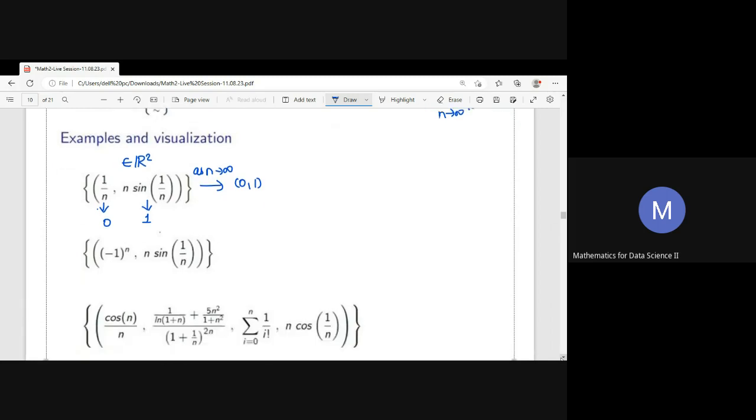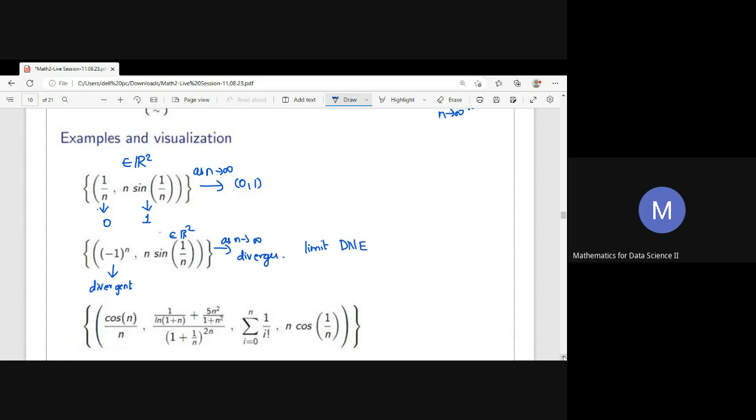Now what about the second one? This is again a sequence in R^2. What about the first term? Is it converging? No, it is diverging. So if this is diverging, then you can straight away say that as n goes to infinity, the sequence diverges, or the limit does not exist.